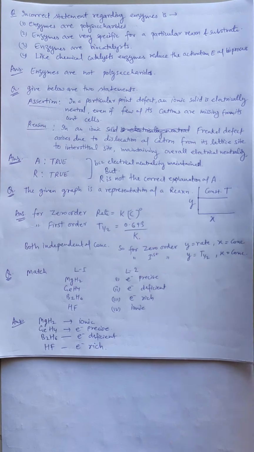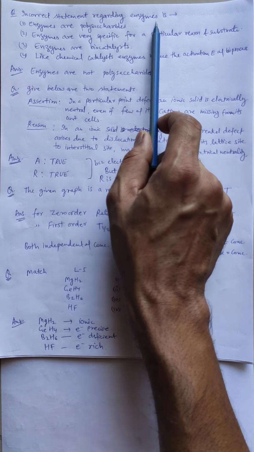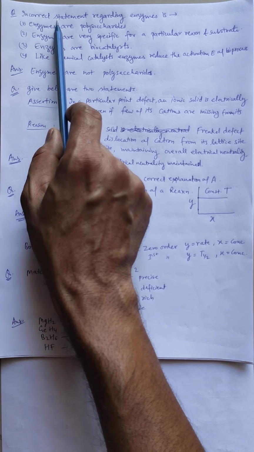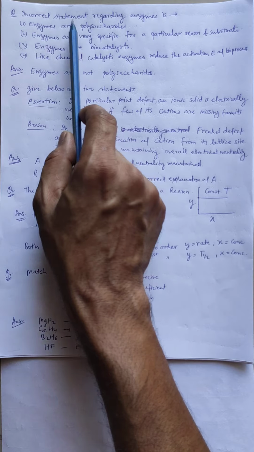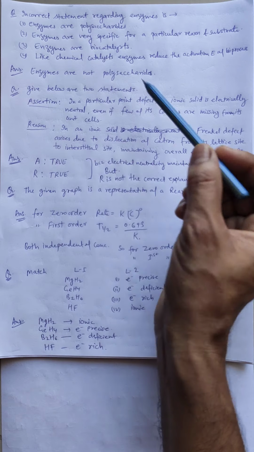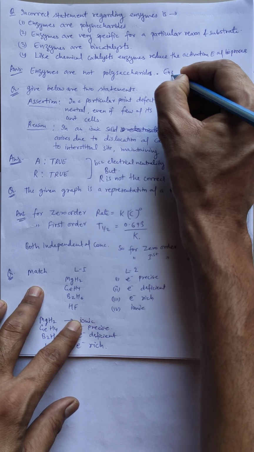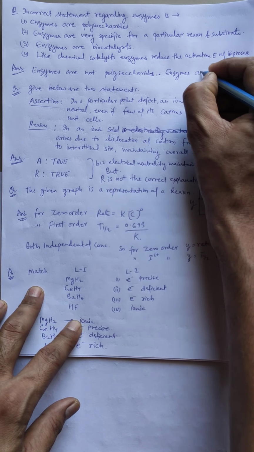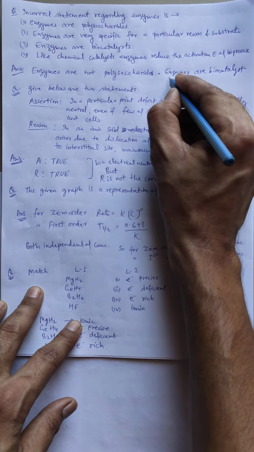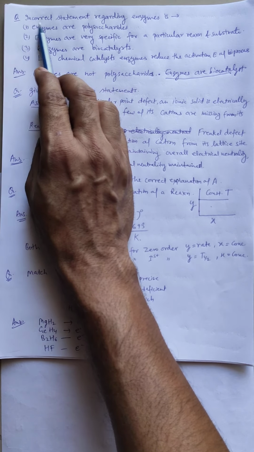Now the next question is, the incorrect statement regarding enzymes. Enzymes are polysaccharides; we have to find out the incorrect statement. Enzymes are biocatalysts, not polysaccharides. So the statement that enzymes are polysaccharides is the answer, because it is incorrect.